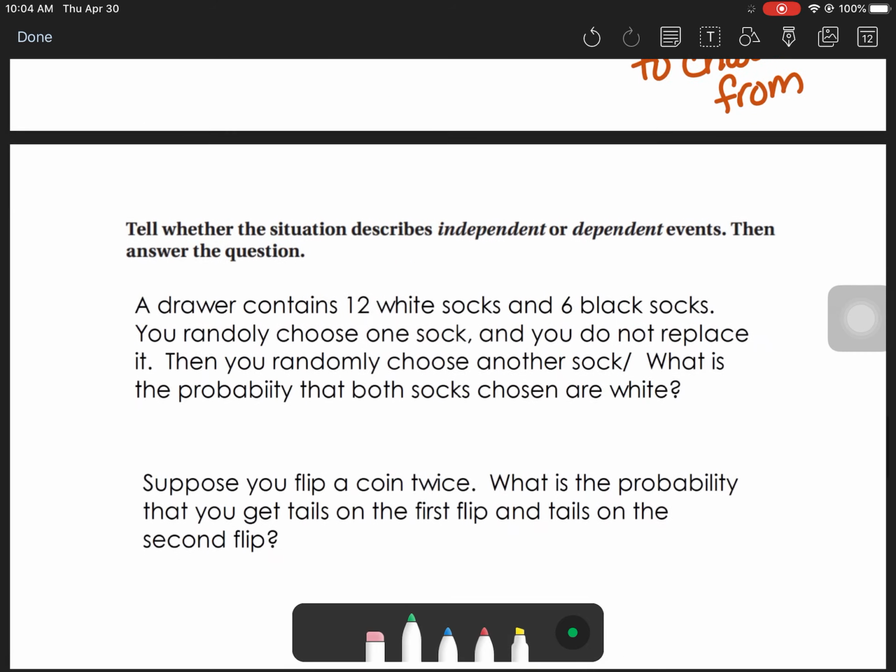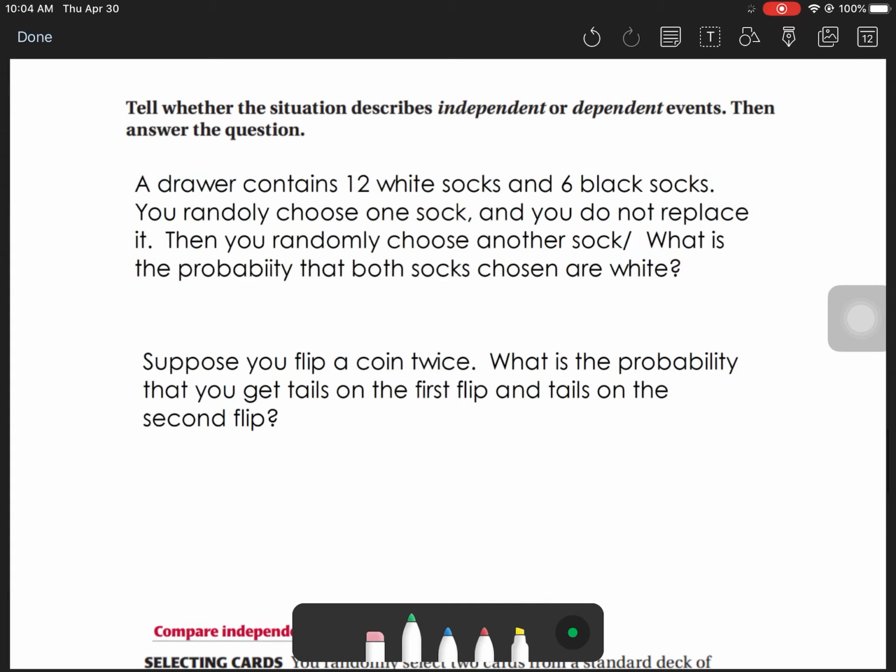Okay. Next question, tell whether the situation is independent or dependent and then answer the question. A drawer contains 12 white socks and 6 black socks. You randomly choose one sock and you do not replace it. Okay, so do not replace means that it's going to be dependent because you did not put it back in the drawer. What's the probability that both of them are white?